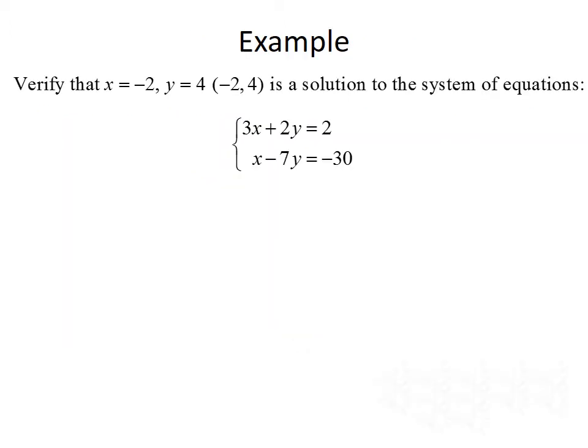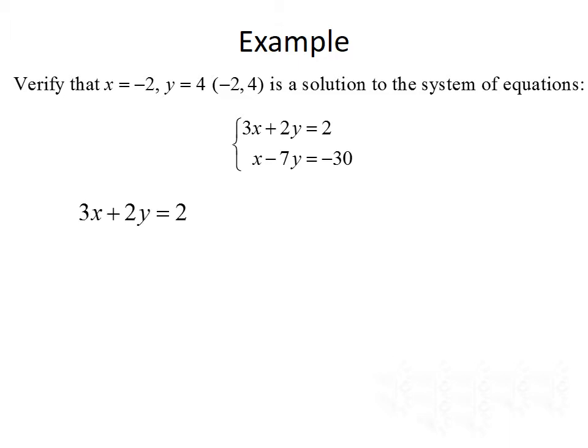So let's look at an example dealing with a solution. We want to verify that x equals negative 2 and y equals 4, which represents the ordered pair (negative 2, 4), is a solution to the system of equations 3x plus 2y equals 2 and x minus 7y equals negative 30. So to verify that this is a solution to the system, we need to plug these values into both equations and show that both of them are in fact true.